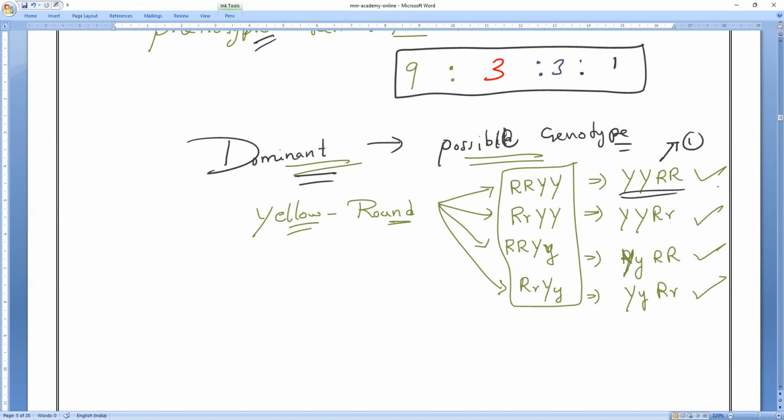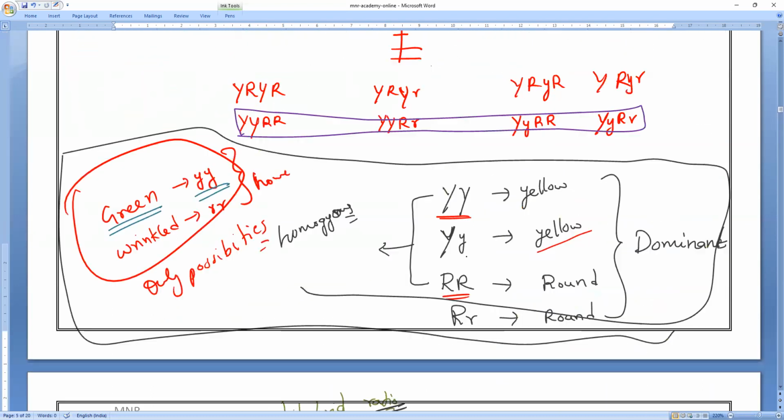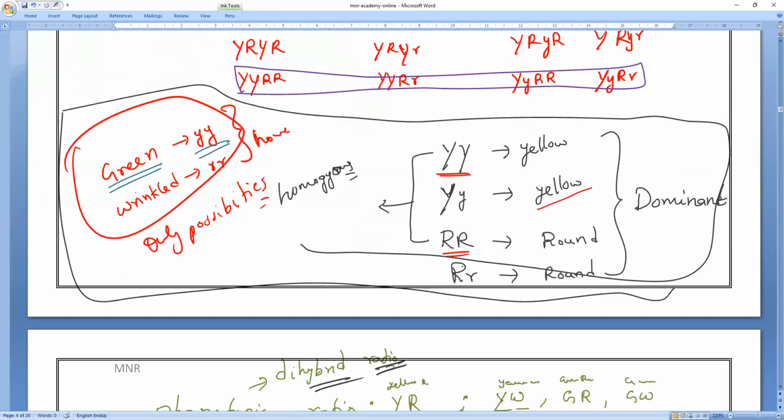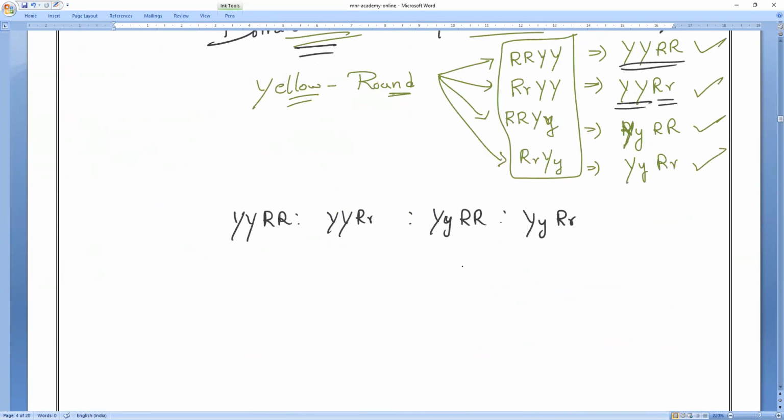Next, capital YY, small rr. You have to write this ratio. So find it and tell me. Capital Y capital R is to capital Y capital Y capital R small r is to capital Y small y capital R capital R is to capital Y small y capital R small r. You have to find this ratio from this table, because that is what they will ask you in the exam. Next, recessive gene. Recessive has only a single possibility.